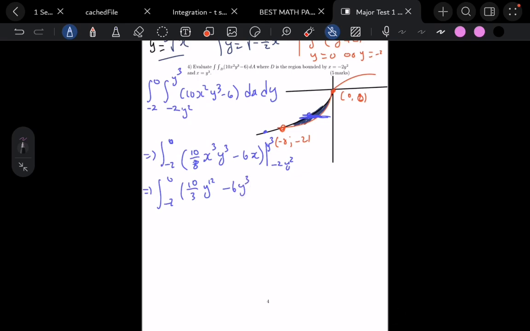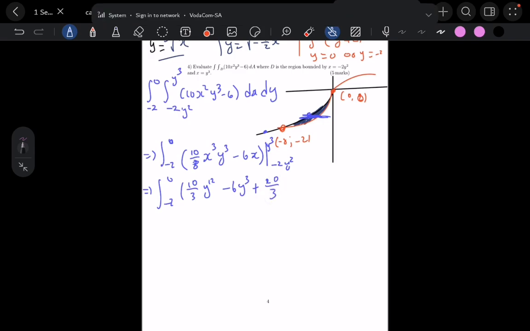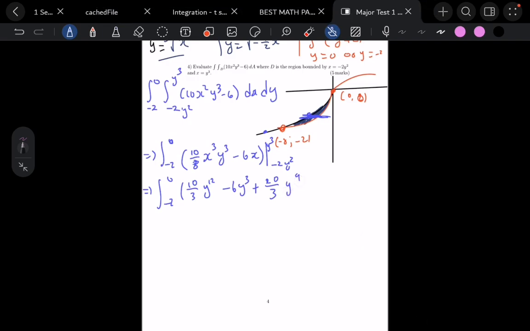plus 20 over 3, I've just substituted, y to the power 6 plus 3, it's going to be y to the power 9. If you substitute over a positive, it's minus 12y squared. And then you can just do this one using a calculator.